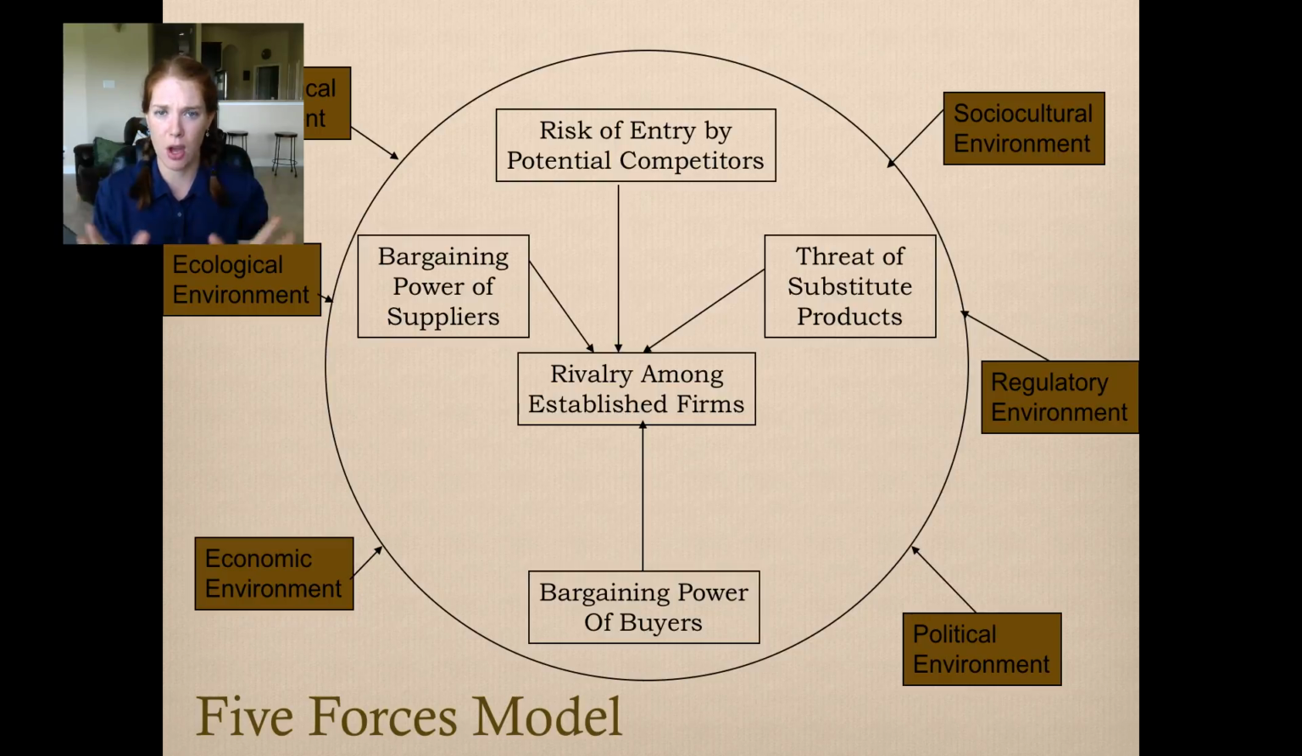So this is all part of the O&T, and you'll notice on the external part of this five forces model, we have the PEST. We have the technological, ecological, economic, political, regulatory, and sociocultural impacts that are coming in and playing a role within the five forces.